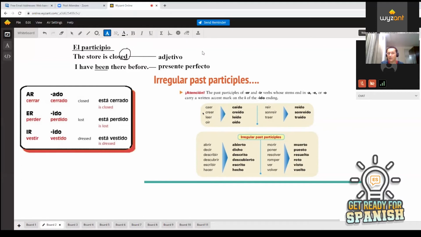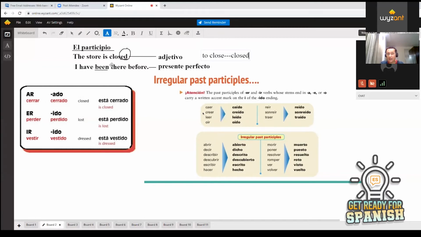Okay? From to close, we go to close. That is the past participle. In this case, we are using the past participle as an adjective to describe the store. Okay? How about the second sentence?